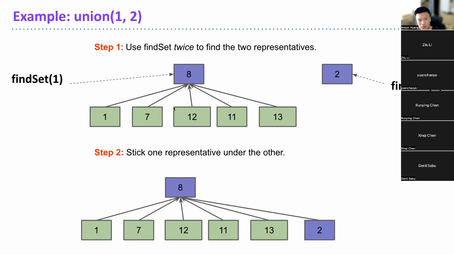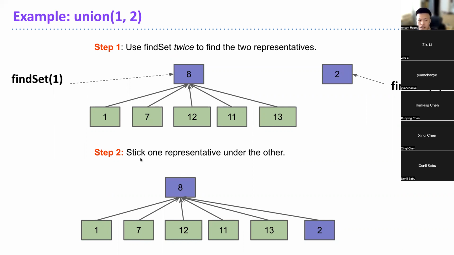The process involves a few steps. First step, use find set twice to find the two representatives. Recall, let's say we want to union the set that 1 is in and the set that 2 is in together. First, you want to check which set 1 is in, and you use find set to do that. If you call find set on 1, you'll know that 1 is in the set in which 8 is the representative. And if you use find set on 2, you'll know that 2 is in the set in which 2 is the representative. So clearly, they're in two different sets.